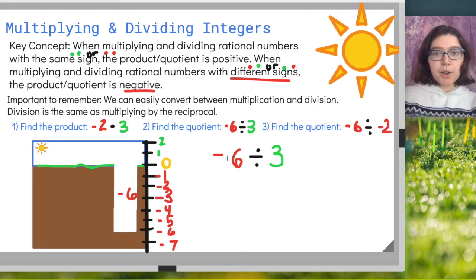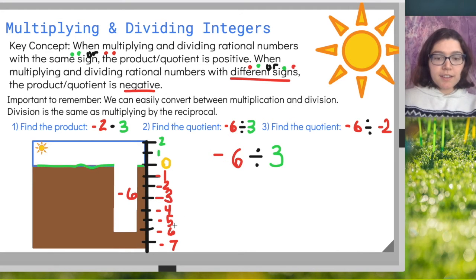Well, let's see. So again, negative 6, that's going to be a hole in the ground that's 6 units deep, right? That goes down to negative 6. And then what does it mean to divide? Well, division means we need to split up what we have into equal parts. So if we're taking negative 6 and we're dividing by 3, that means I need to take my negative 6, my hole in the ground that's 6 units deep, and split it into 3 equal parts.